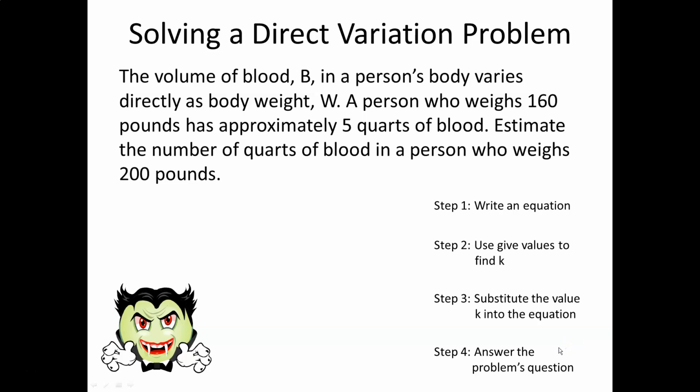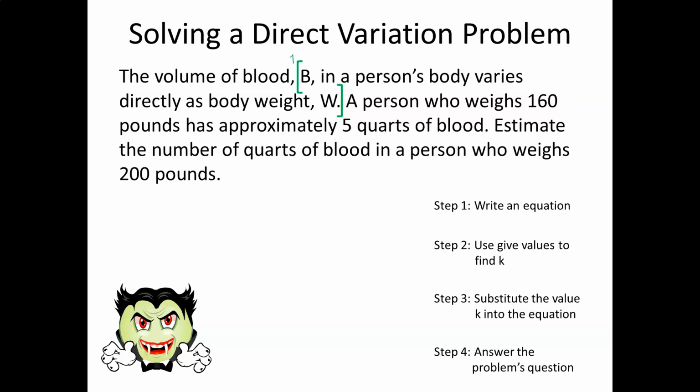Okay, solving a direct variation problem. The volume of blood B in a person's body varies directly as body weight W. A person who weighs 160 pounds has approximately 5 quarts of blood. Estimate the number of quarts of blood in a person who weighs 200 pounds. So, what do we do? Step 1, write an equation.